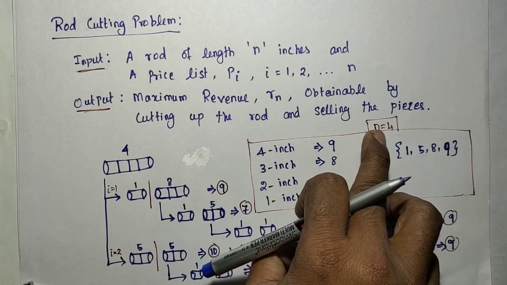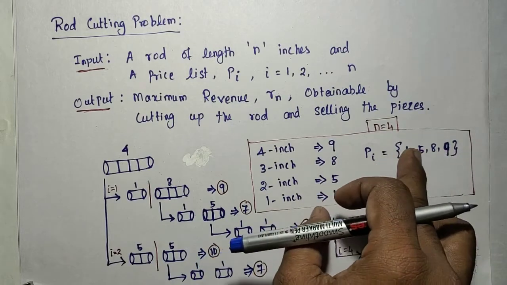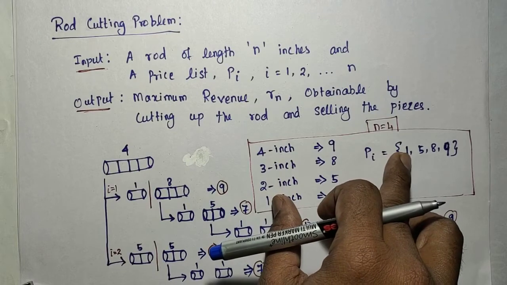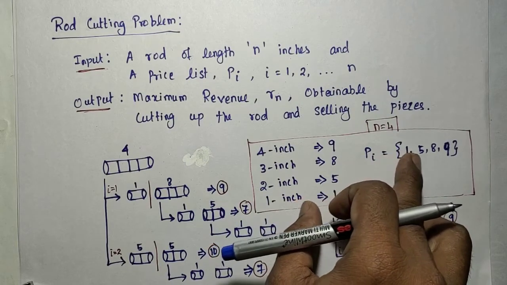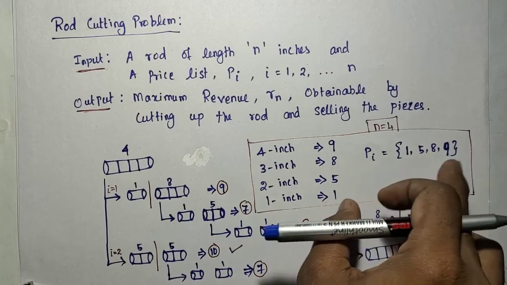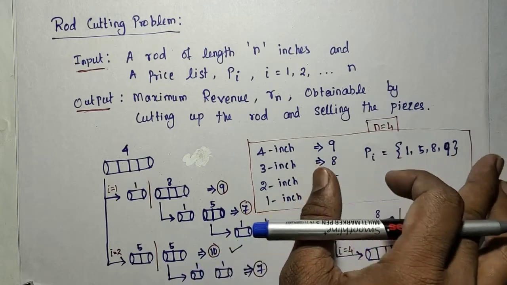Okay, and what is the n value? The array size is n, the array containing only the price list. The price list indicates what? The first, P1, is nothing but the 1-inch rod price. P2 is the 2-inch rod price. P3 is the 3-inch rod price. Like that we are getting. The array index starts from 1 to n. Like that we are going to assume it.